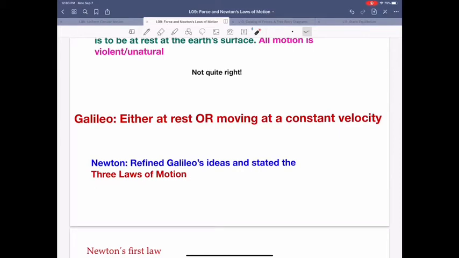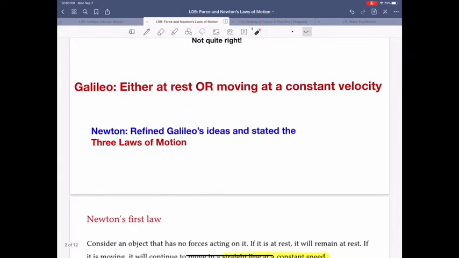So based on that argument, on that observation, or that deduction, he basically argued that the natural state of motion is either to be at rest or moving at a constant velocity. Then came Newton, and Newton refined Galileo's ideas and stated all these observations in his three laws of motion. And that's what we're going to be focusing on now.